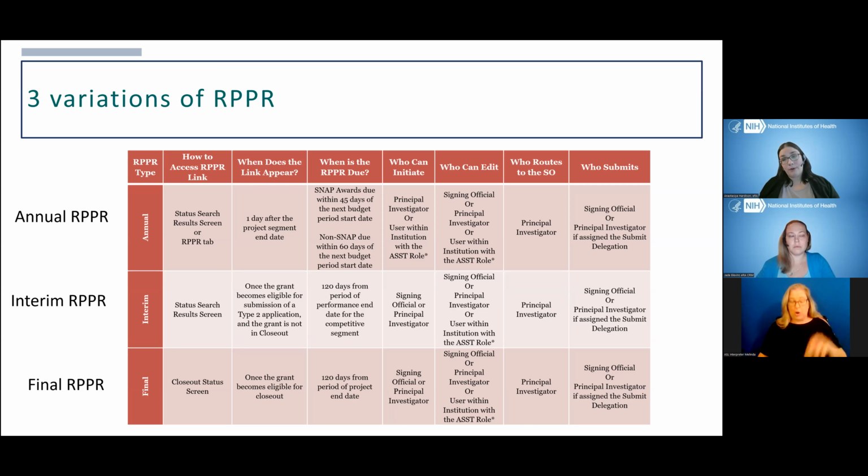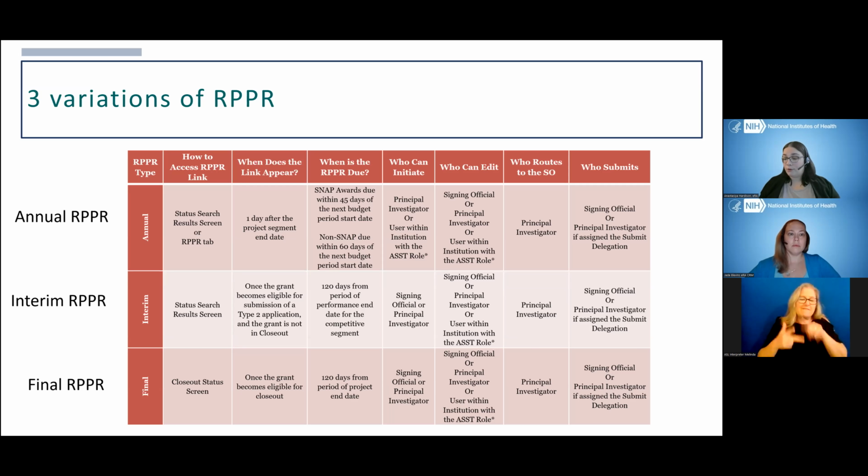Now, when you get to the end of your project, you have 2 types of RPPRs that are available to you. They're functionally the same form, they're just called different things. The interim RPPR is the RPPR that you would submit if you successfully competed on your renewal. So you submitted a type 2 application, your competitive renewal has been reviewed, it has been awarded. So then you would submit an interim RPPR. If, on the other hand, you decided not to recompete and your grant is done, you've completed your research and you go into closeout, you will submit a final RPPR.